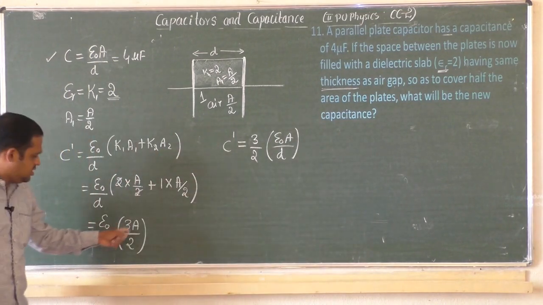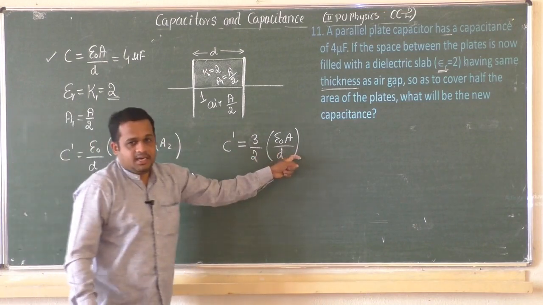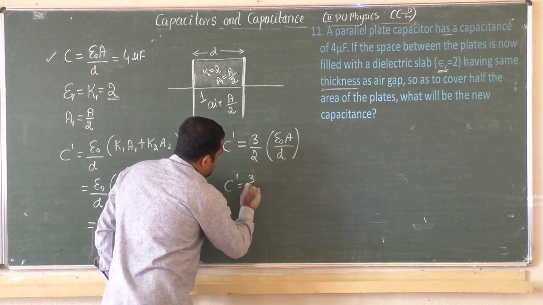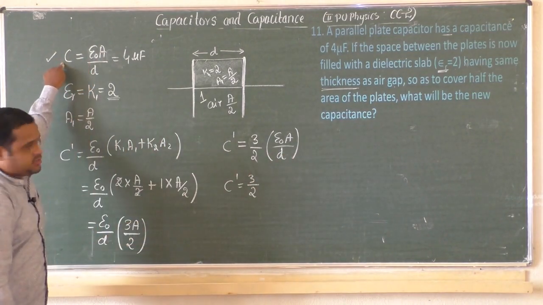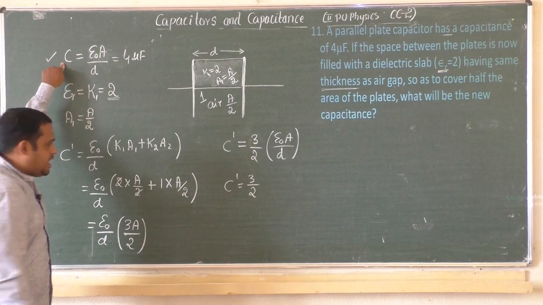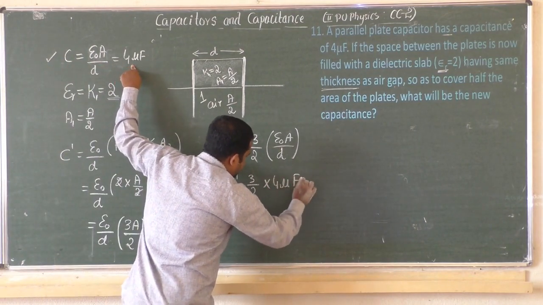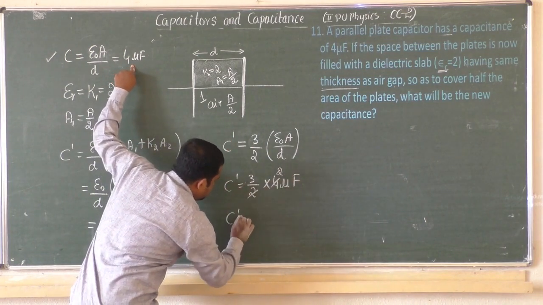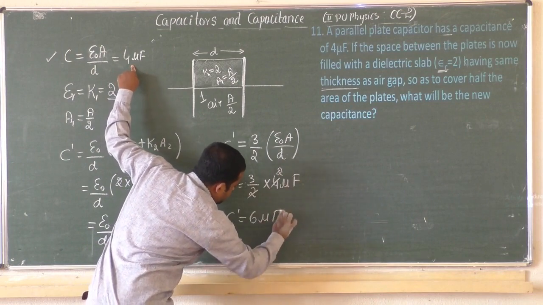Just rearrange this equation: 3 by 2 into epsilon naught A divided by D. So C dash is equal to 3 by 2 into epsilon naught A divided by D, which is the capacitance in the presence of air. Its value is 4 microfarad. Therefore 3 into 2, so C dash is equal to 6 microfarad.